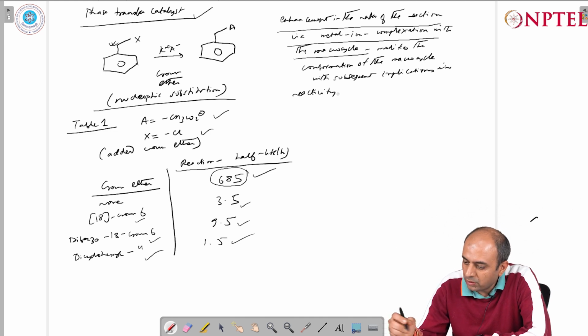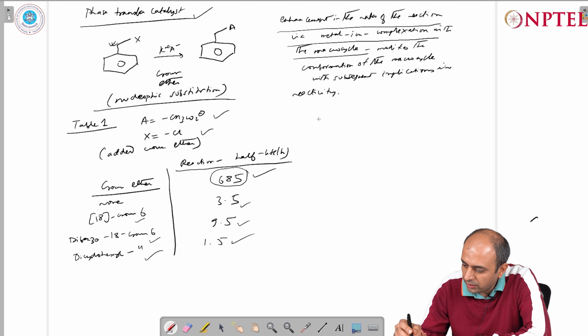So we refer to this enhancement in the rate of the reaction in the sense that there is a catalyst which catalyzes this process, and the catalyst involved is the complexation of the metal ion with the macrocycle, that is the 18-crown-6, which effectively enhances the rate of the reaction. Now how does this take place?